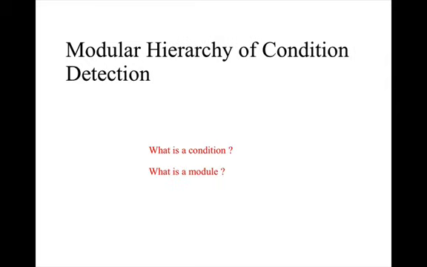So now we're going to start going through the ways in which practical considerations constrain brain architecture in a bit more detail. As a first step, we're going to look at why a complex learning system will be constrained to have a modular hierarchy of condition detection. First, what do I mean by a condition and what do I mean by a module?